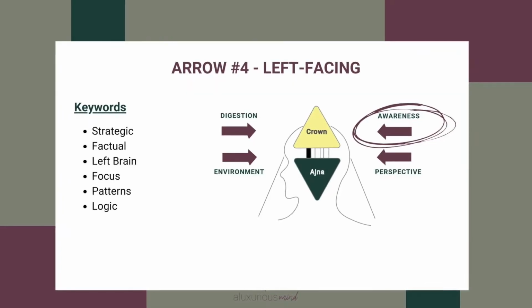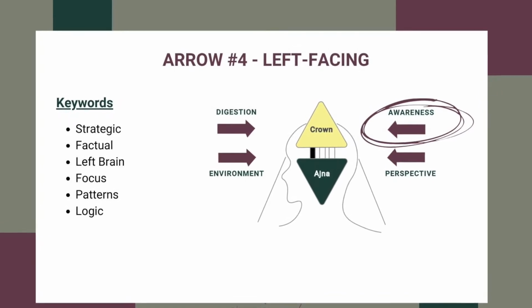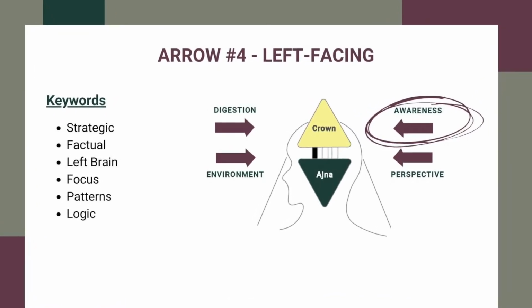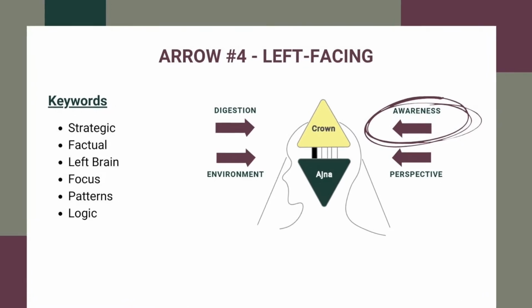So if your arrow points left, for example, what this says about you is you likely have a strategic awareness. So you probably have a logical mind, a very factual mind, and mastering details maybe comes easy or is important to you. It's also energetically correct for you to just shut the world out and laser focus in on the things whenever you need to do that.